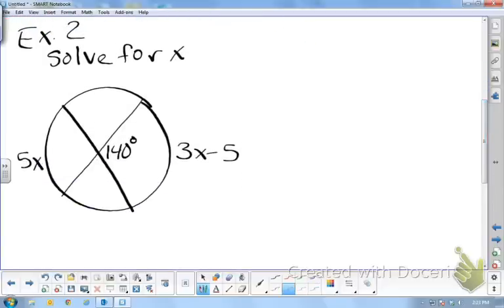So example 2, making it a little more complicated, we want to solve for x. Now we have to decide what situation we have again. Do we have the angle on the outside edge of the circle? Do we have two lines crossing in the middle? Or do we have two lines outside? And of course we have two lines crossing in the middle. So we're going to use the formula theta equals 1/2 times the big arc plus the small arc.